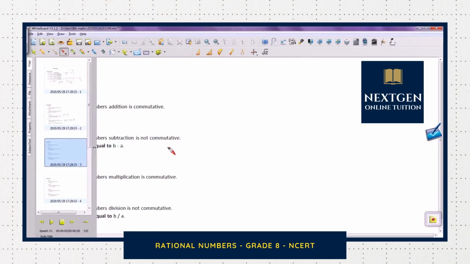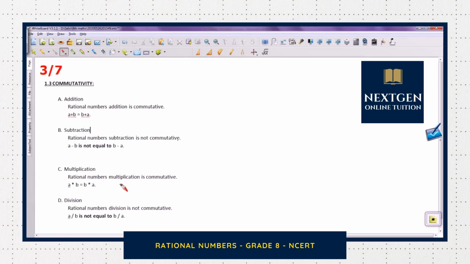Commutativity. What is commutativity? Rational number addition is commutative. 3 plus 2 equal to 2 plus 3. This is for normal integers. For rational numbers, how do I add? 5 by 3 plus 3 by 3 is 8 by 3. Alright. If the denominator is the same, I can directly add the numerators. This is our basic fractional addition. So this property is also satisfied.